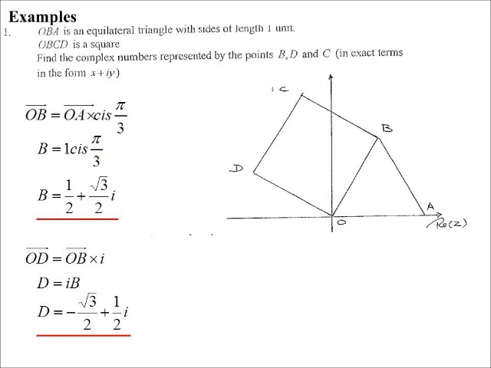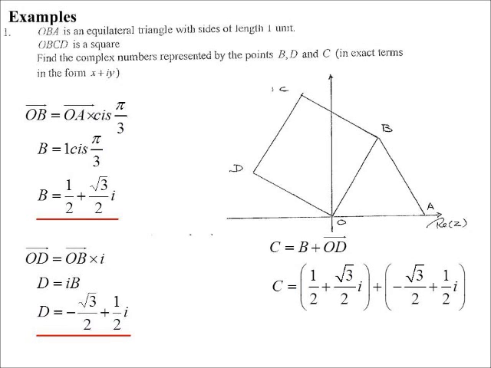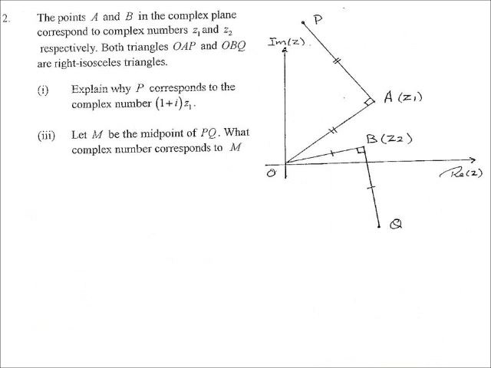Okay, let's find C. What's C? Oh yes, I can now slide that vector up. So the point C will end up being the point B, but add onto it the vector OD. So I'll get a half plus root 3 on 2 i plus minus root 3 on 2 plus a half i. Well, I didn't say it had to look pretty, did I? There it is. So 1 minus root 3 on 2 plus 1 plus root 3 on 2 i would be C.